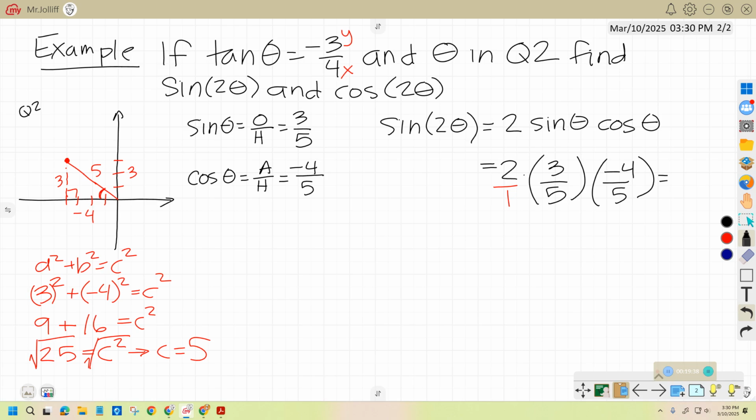So across the top, 2 times 3 times negative 4. What is 2 times 3 times negative 4? Negative 24. Yes, very good. Negative 24. On the bottom, I have 1 times 5 times 5 is 25. Perfect.